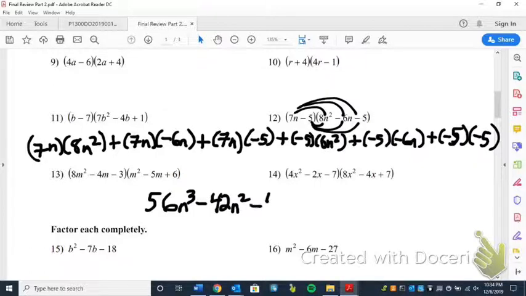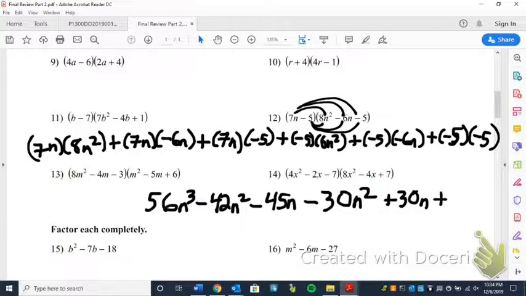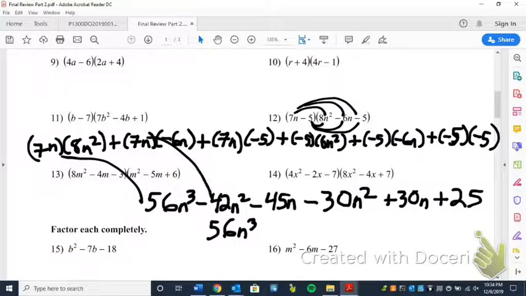That gives us 56n to the third minus 42n minus 35 plus... I keep looking at the wrong one. Anyway, okay. So we ended up with 56, 42, 45, negative 30, positive 30, 25.